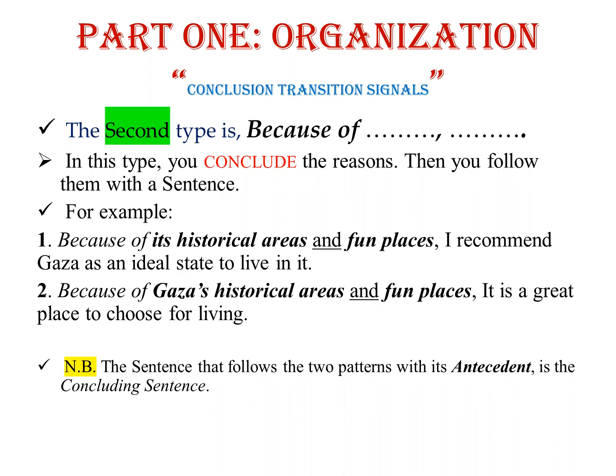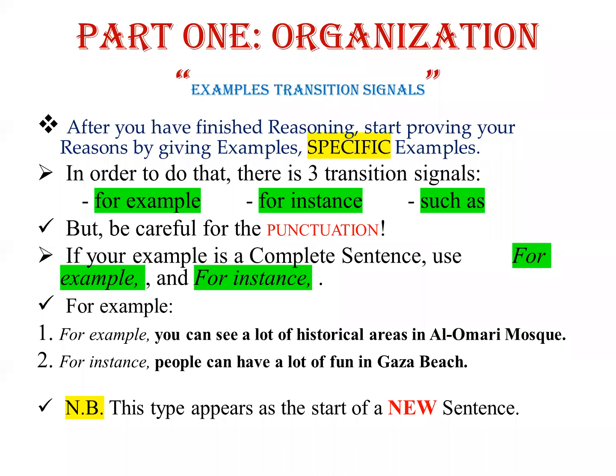So here I conclude the reasons. I don't put the number. I conclude them, and then I write a sentence, the concluding sentence, such as the topic sentence with different synonyms. Note well, the sentence that follows the two patterns is the concluding sentence. Because of its historical areas and fun places, I recommend Gaza as an ideal state to live in. Okay, so this is the concluding sentence. After you have finished reasoning, start proving your reasons by giving specific examples.